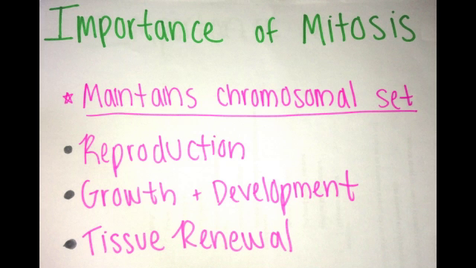The main importance of mitosis is maintaining the chromosomal number of the cell in order for the cell to complete the cell cycle and enter meiosis. Mitosis is also very important for reproduction, growth and development, and tissue renewal. Without mitosis, cells could not replicate and would cease to exist.